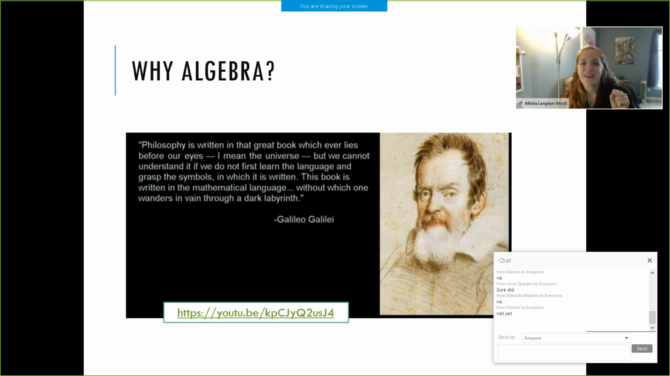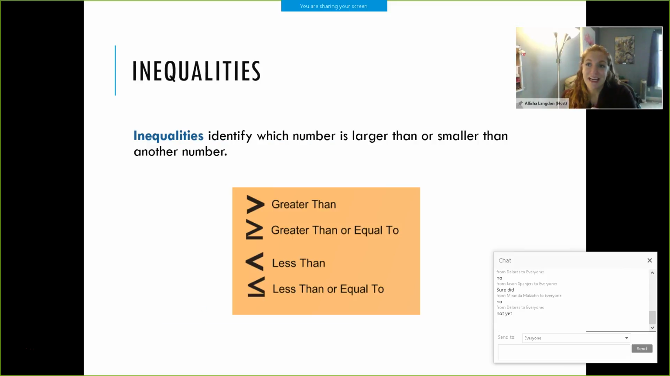But math is all around us and it's a part of every day. Even when you use your cell phone, which most of us probably use every day, if not every little bit. So let's jump into some vocab now.